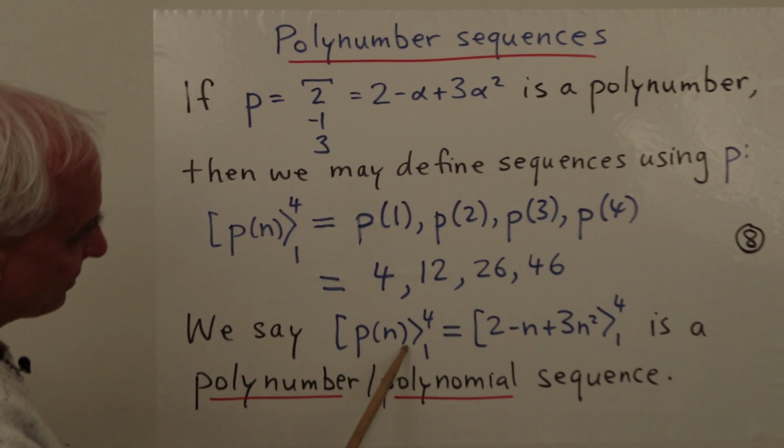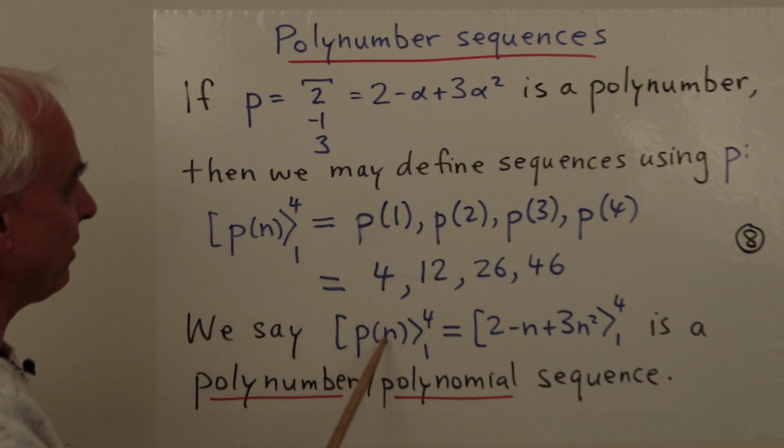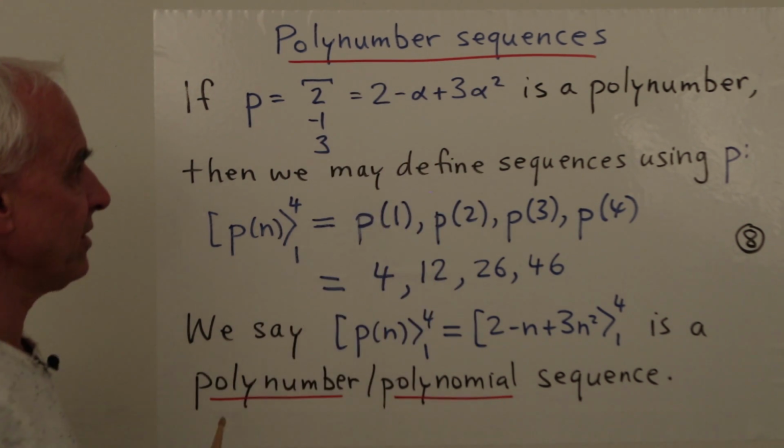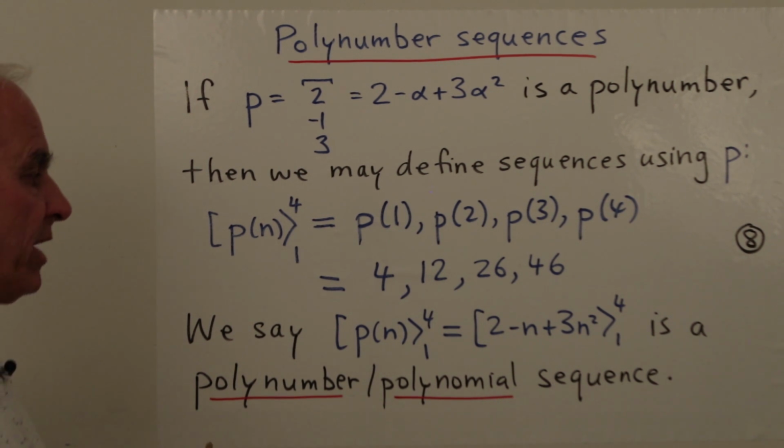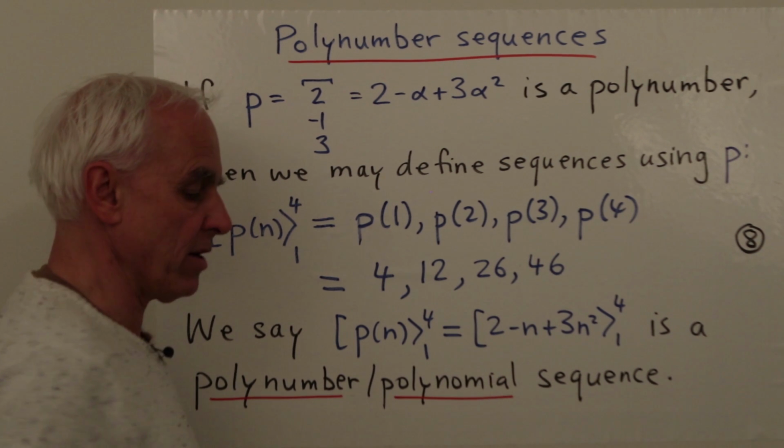And we'll write this thing here. Instead of writing P of n, we'll allow ourselves to actually write the polynomial or polynumber with an n in it. So 2 minus n plus 3n squared.